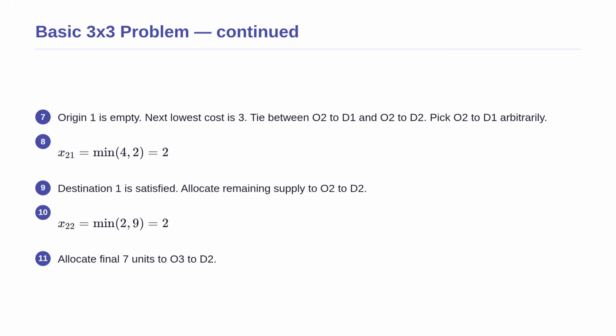The lowest cost is 3 at origin 2. We allocate the remaining supply of 2. Origin 2 is now empty and crossed out. Finally, we allocate the last 7 units from origin 3 to destination 2.